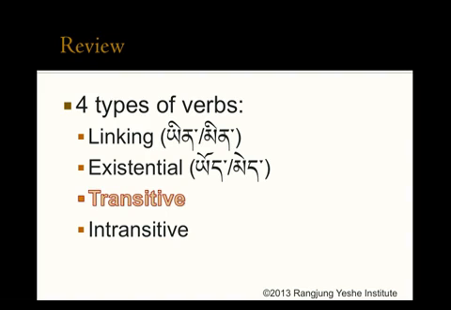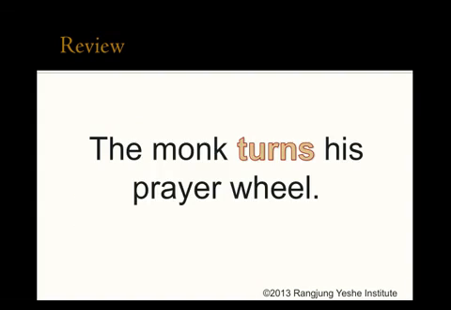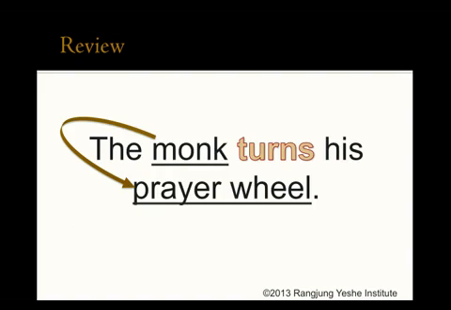The third type of verb is a transitive verb. This is a kind of verb that has an agent that acts on an object that is different than itself. For example, the monk turns his prayer wheel has the transitive verb turns. The subject, the monk, is acting on an object, his prayer wheel.